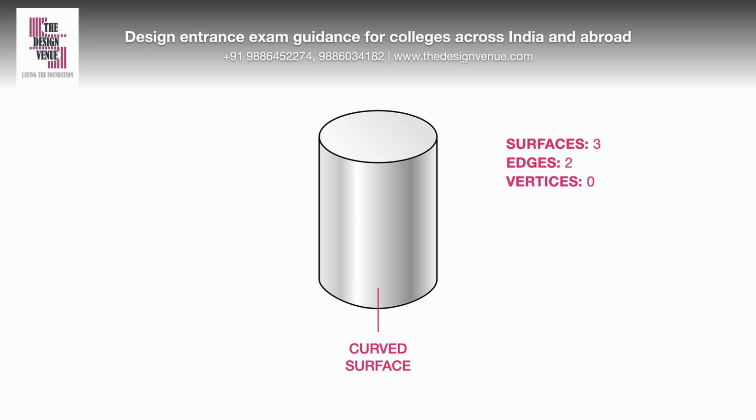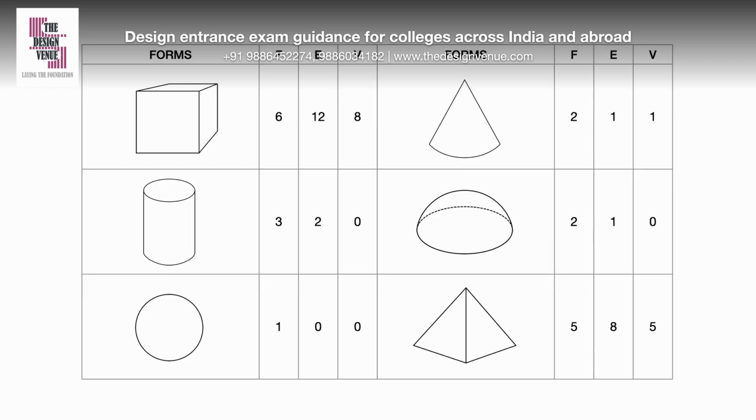Note that the surface shown is counted as 1 since it is continuous all around the cylinder. The same can be said for the edges. So basically, any surface or edge which is circular or continuous will be counted as 1. This is a table showing the number of faces, edges and vertices of some basic forms.